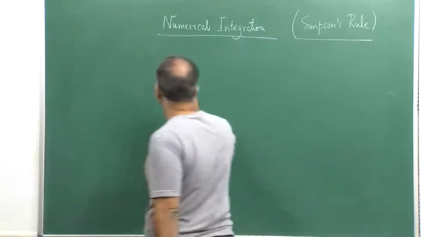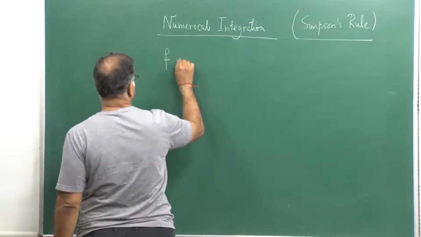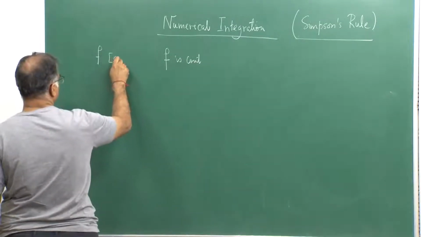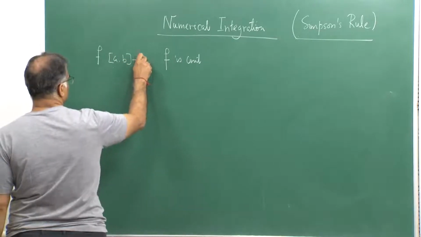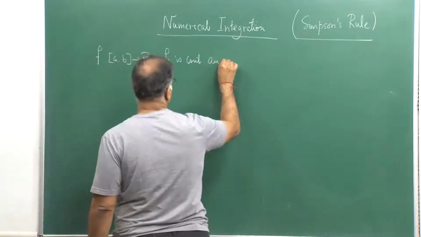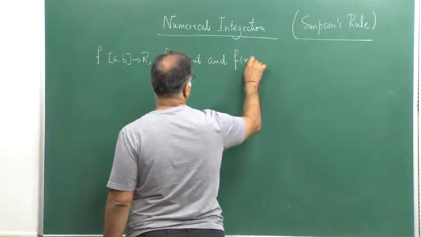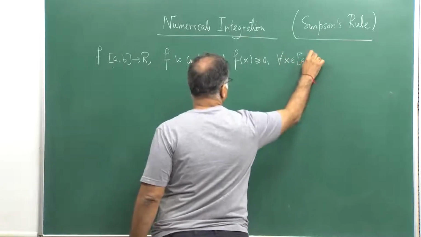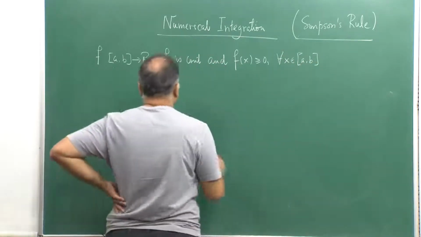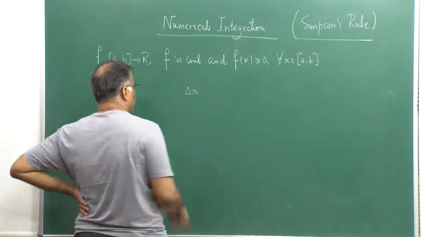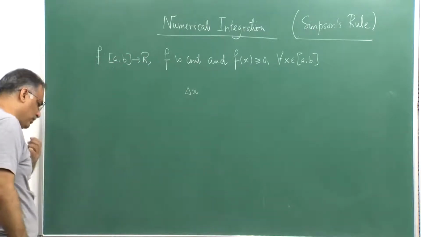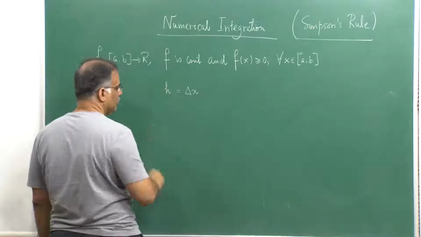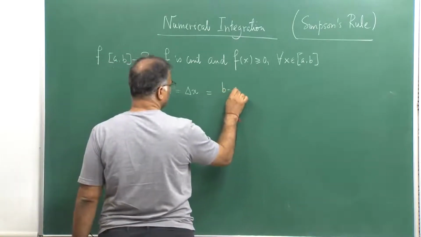Again we will start with f continuous, f from [a, b] to R, and f(x) is greater than or equal to 0 for all x in [a, b]. Again, for reasons of economy in writing, we will write delta x as h here, the step length, which is again (b minus a) by n.